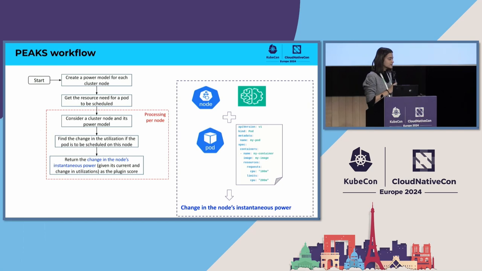Now this processing is done per node. So you consider a cluster node and its power model. You try to predict what is going to be the change in the node's instantaneous power if you schedule this pod on this node. And whatever the change in the node's instantaneous power is, that is what is returned as the plugin score.